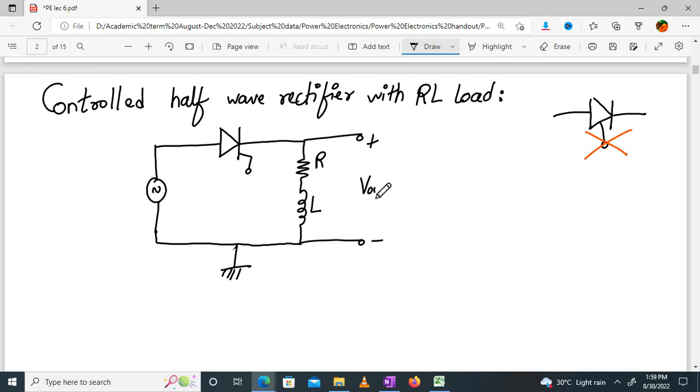This is my V out. Let's say that this thyristor, this SCR, is called T, capital T, T1 let's say. This is my V in, which is Vm sin omega t.